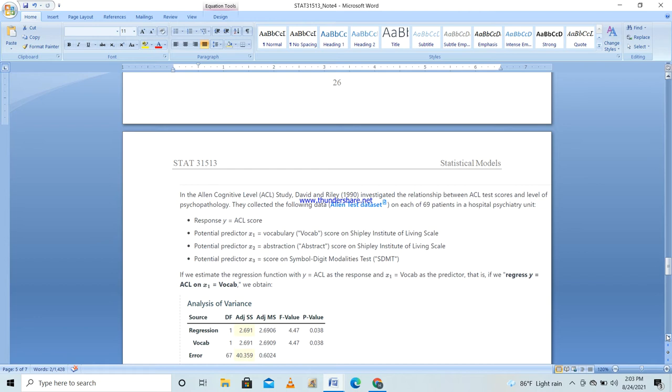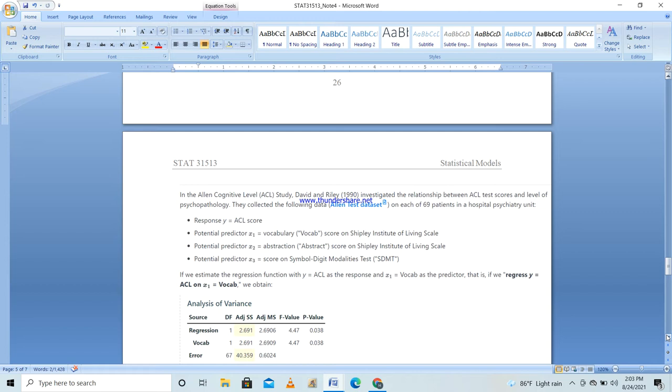They selected 69 patients in a hospital psychiatry unit. Their response variable Y is the ACL score. You can even obtain this data set if you just Google it. They have three independent variables, x1, x2 and x3. x1 is the vocabulary score, x2 is the abstraction score, and x3 is the score on the symbol digit modalities test.